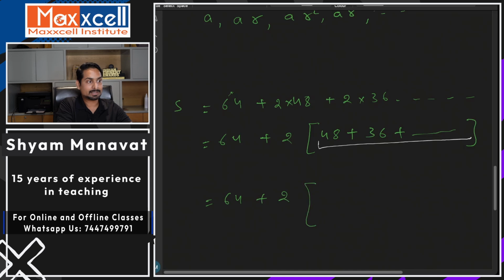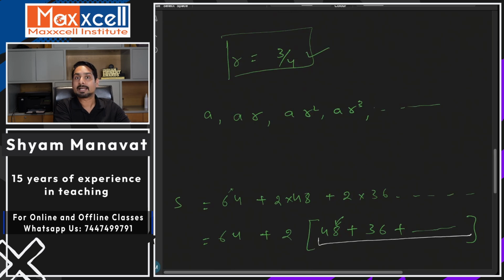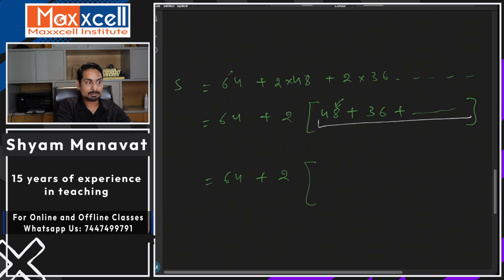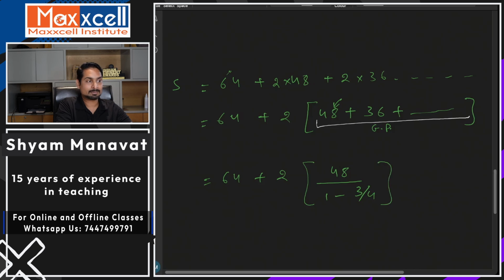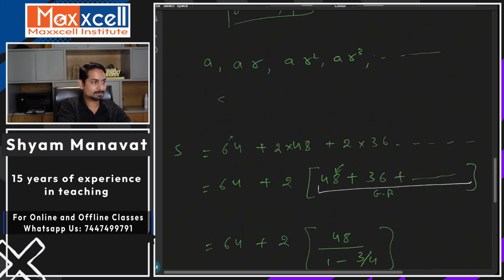And then I will say, okay, this is geometric progression where the first term is 48 and the common ratio, as I understood and as all of us understood, is 3/4. So what is the formula of sum of infinite in that case of GP? This is identified to be GP. First term divided by 1 minus common ratio. Yeah, that's the sum of infinite, right? Sum of infinite term is first term by 1 minus common ratio, correct?